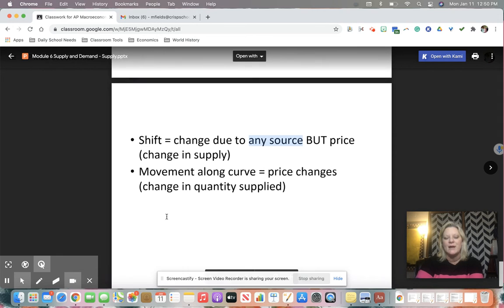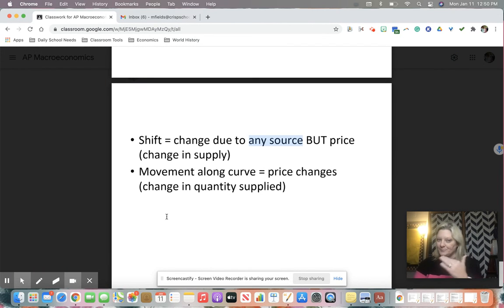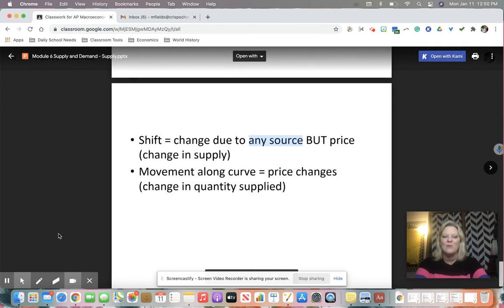And make sure you're answering the questions based on the PowerPoint and you're turning those into me. And tomorrow we will put supply and demand together and learn how we create equilibrium prices and equilibrium quantities.